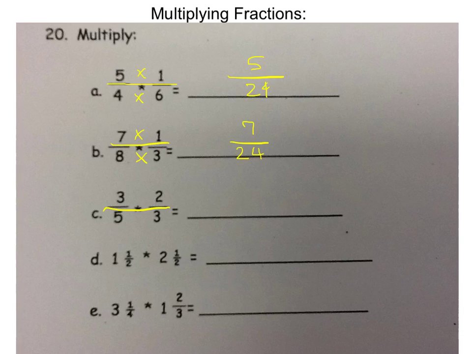For C, same thing. Multiply the numerators. 3 times 2 is 6. 5 times 3 is 15.